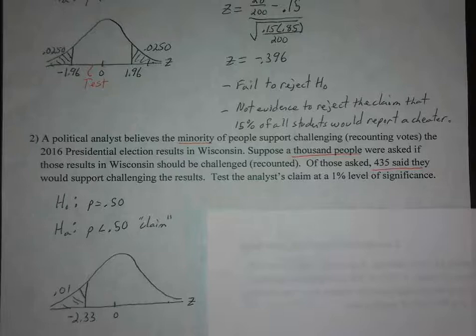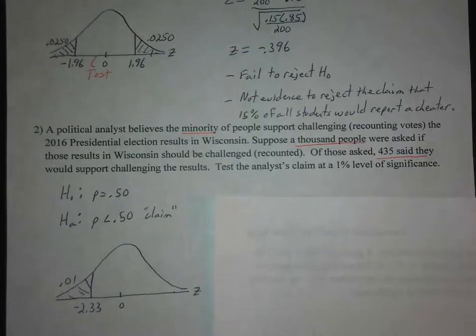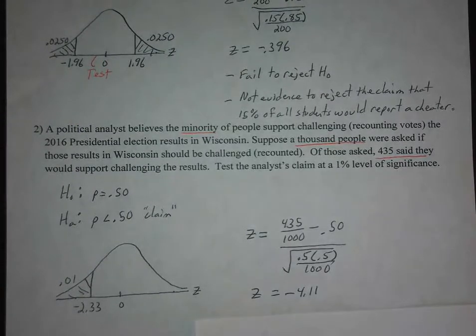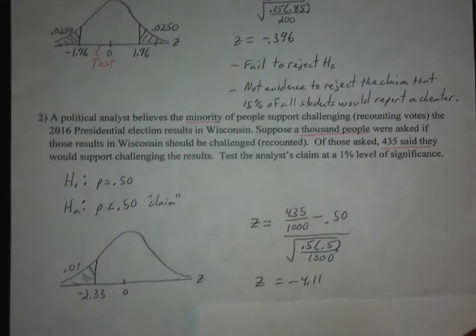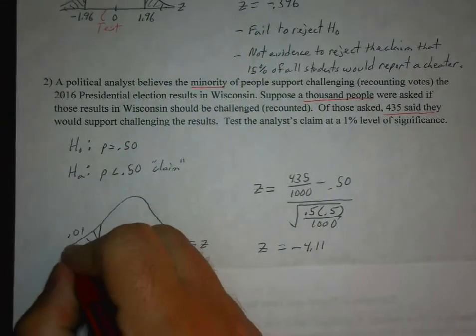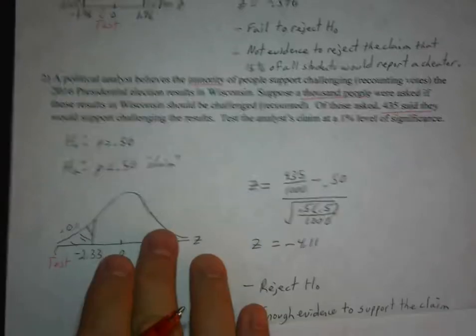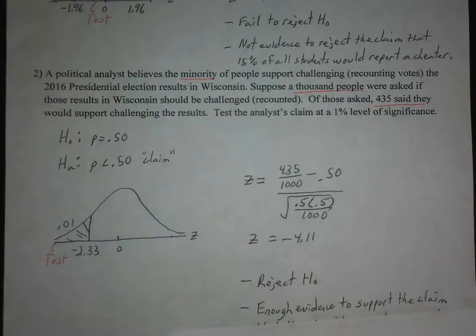Our rejection region, using a 1% level of significance, so alpha is 0.01. A left tail test gives us a z star value of negative 2.33. And then there's your test statistic, negative 4.11. And that's a fairly extreme value, way out to the left here. So our decision is to reject the null hypothesis. And there's enough evidence to support the claim that the minority of those support a recount.